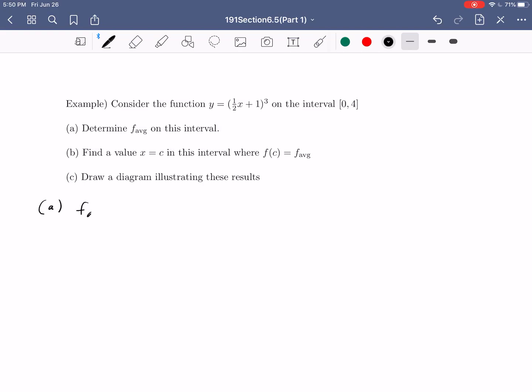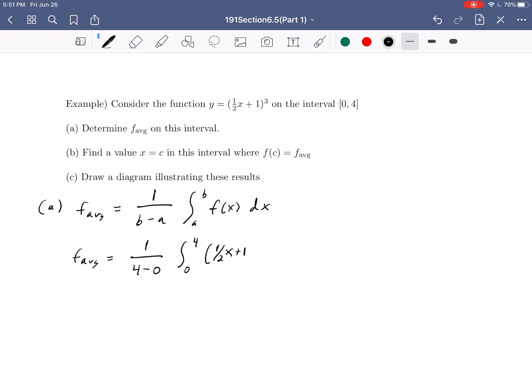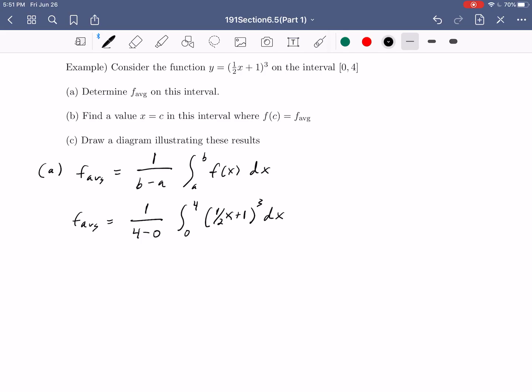So again, average value every time we want to do this: 1 over b minus a, integral from a to b, f of x dx. So we can plug this stuff in. F average is going to be 1 over 4 minus 0, the integral from 0 to 4, (1/2 x plus 1) cubed dx. So there we go. Now we just need to go ahead and actually evaluate this integral. So we've got 1/4 times the integral from 0 to 4, (1/2 x plus 1) cubed dx.